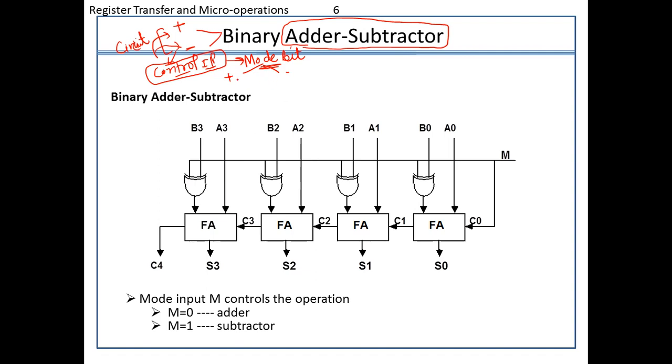So how will it be determined? If the value of mode is equal to 0, if this mode bit has the value 0, it will perform simple addition. If it has the value 1, it will perform the subtraction, binary subtraction. So let's understand how this entire architecture will be designed.